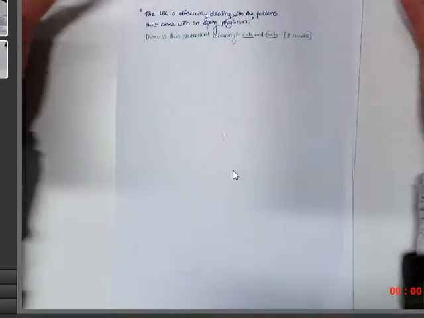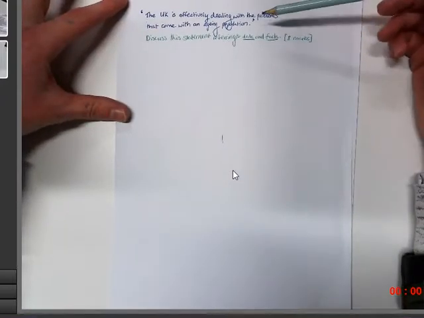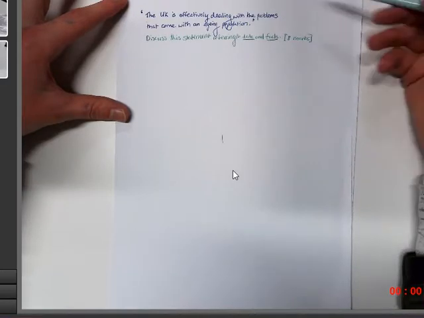I was going to try and make this one a bit of a quick one because I expect to see maybe some first drafts of this answer before we tackle the question in class. So the question is, the UK is dealing effectively with the problems that come with an ageing population. Discuss this statement referring to data and facts.